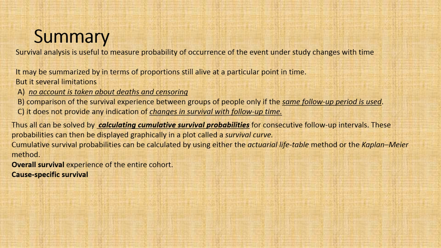In proportions, no account is taken of death and censoring. We are unable to identify whether we are just measuring the prevalence of something. We are not measuring the deaths and censoring of an effect.